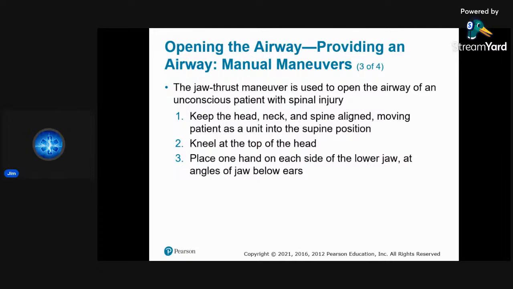The jaw thrust, we use this if we're worried about a spinal injury, right? We don't want to be tilting the head and lifting up on the jaw if we have a neck injury. We're going to keep the head, neck, and spine aligned. We're going to move this patient as one unit in a supine position. We're going to kneel at the top of the head. You're going to place your hands on each side of the lower jaw with 3 fingers at the angle, right below the ears.